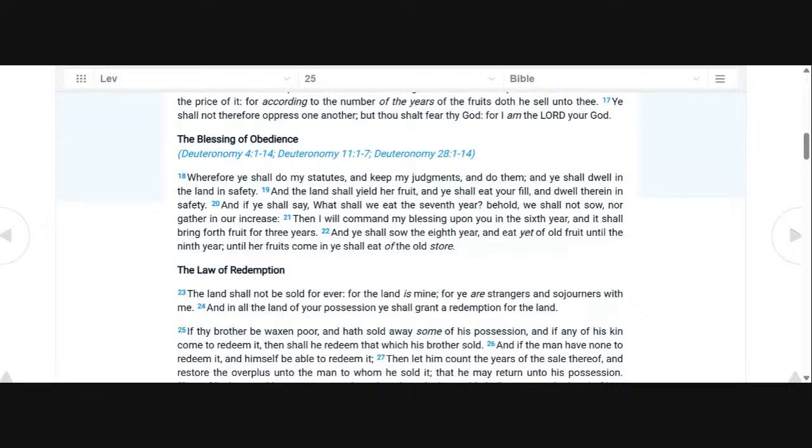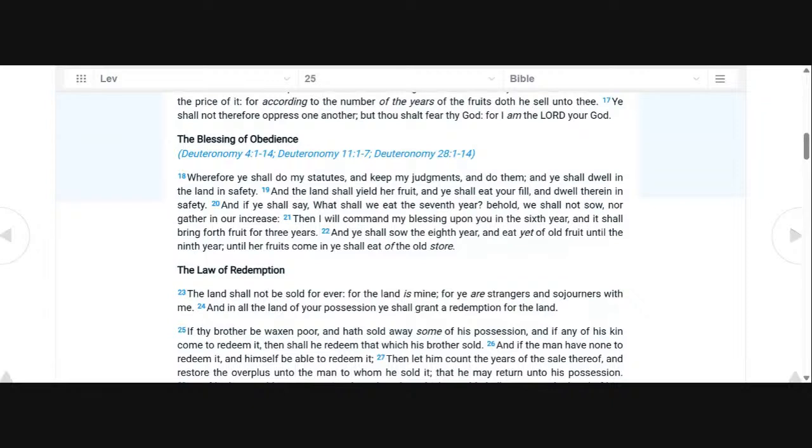But as of this note right here, you are free to go as of March 17th, or March 16th at sunset. It will become March 17th. It will become the Jubilee. It will become the new 49-year Shemitah cycle.